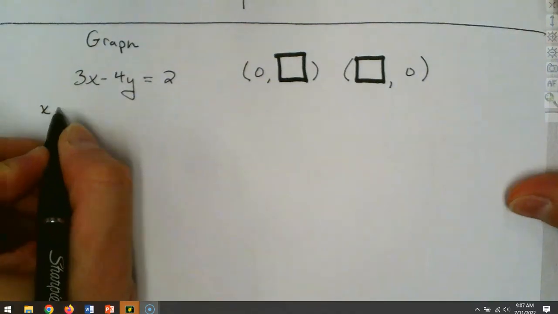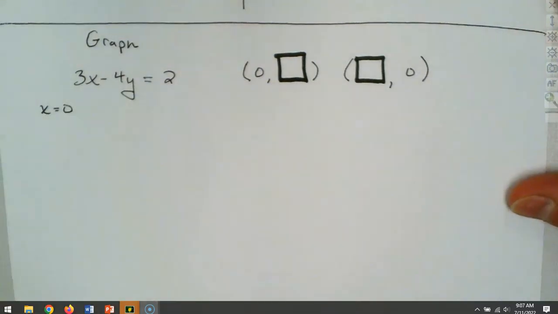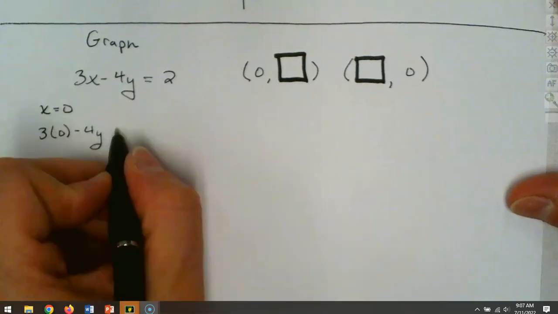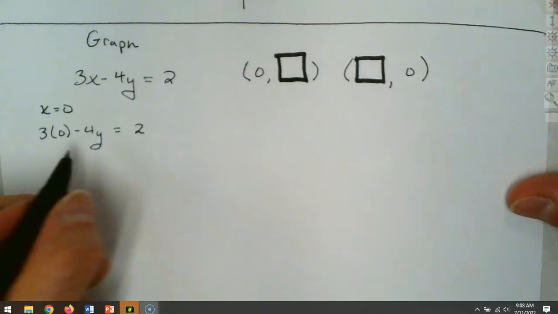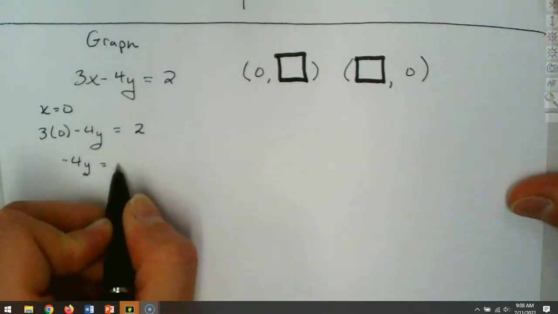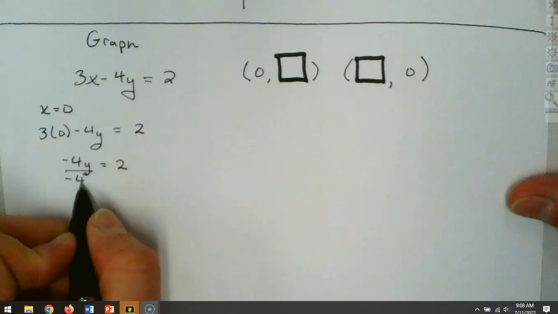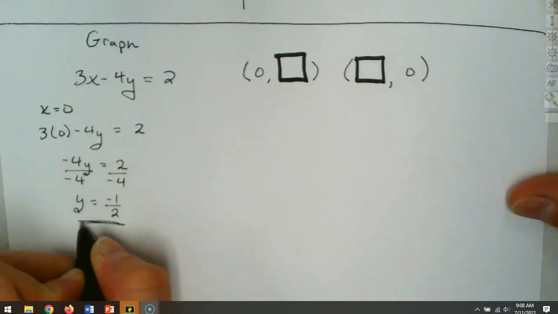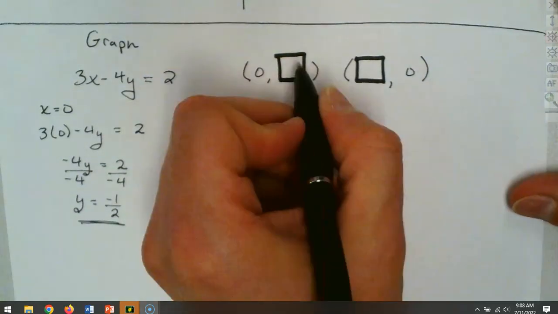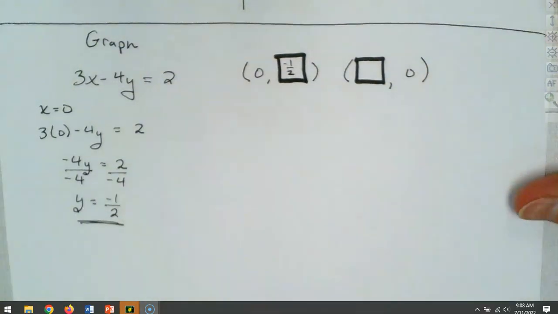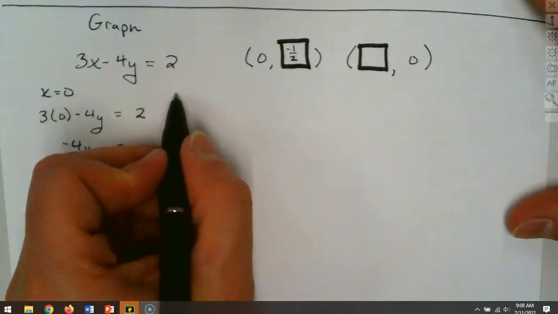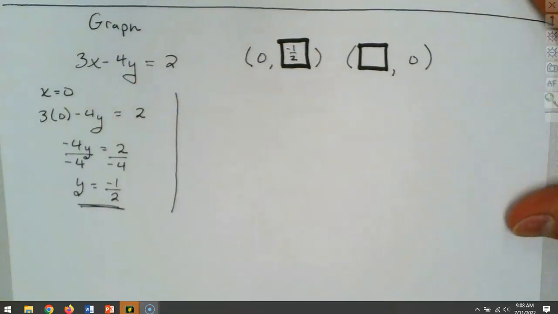So let's start with x equals 0. And so if I plug in x equals 0, then we get minus 4y equals 2. We divide by our minus 4, and we reduce that, and we get y equals minus 1/2. So there's that. Is everyone okay with that so far? And this is something I'm sure you've done many, many times before.